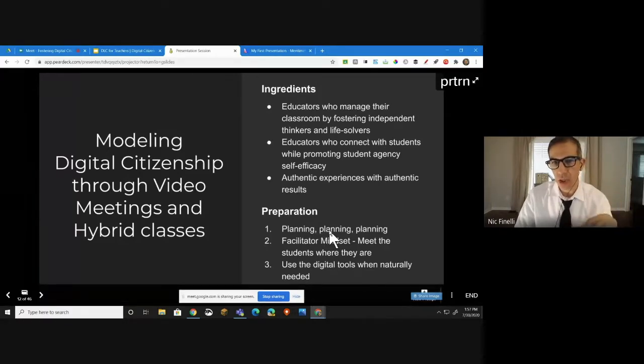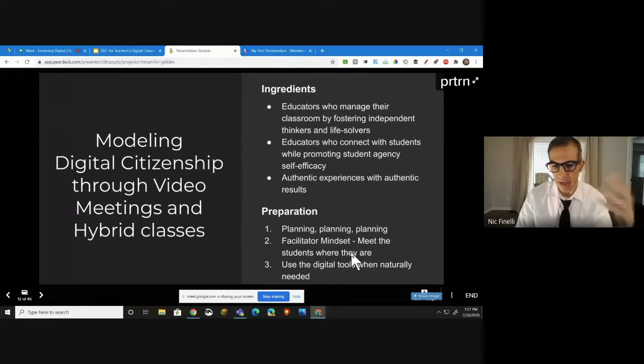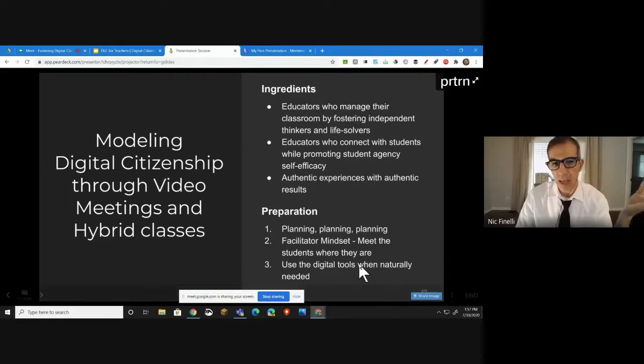Then you're doing actually less up in front direct teaching, because you're meeting the needs of the students where they are. So having that facilitator mindset. And then choose the digital tools when they're naturally needed. Don't just choose a digital tool because they have that.